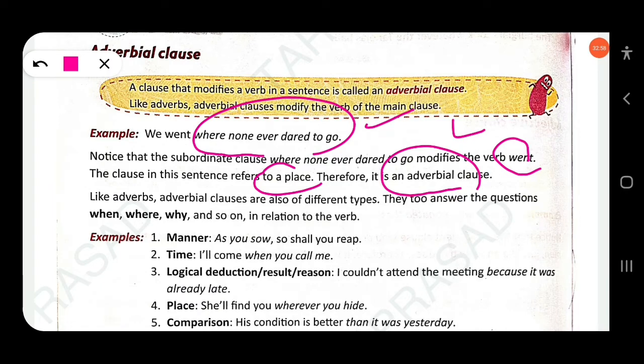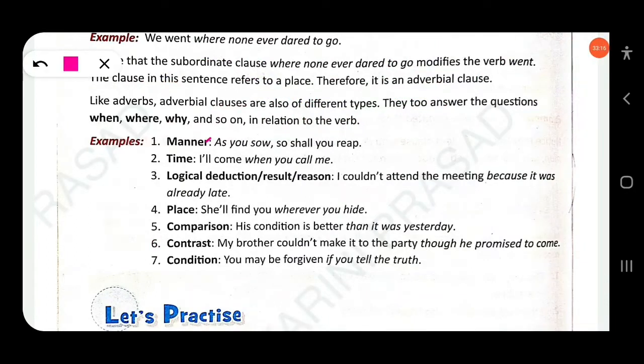Like adverbs, adverbial clauses are also of different types. They too answer the questions when, where, why, and so on in relation to the verb. Manner: as you sow, so shall you reap. Time: I will come when you call me. Logical deduction, result or reason: I could not attend the meeting because it was already late. Because it was already late is an adverbial clause of reason.